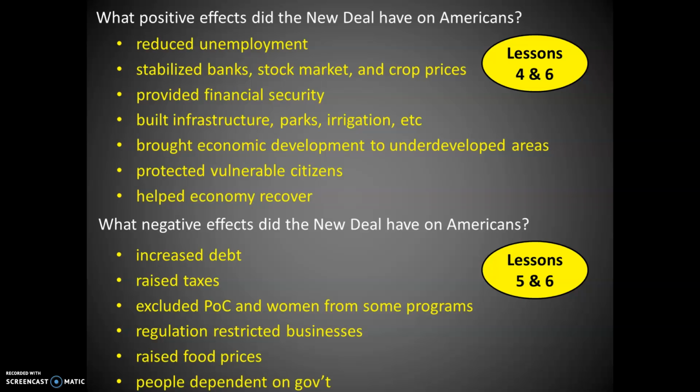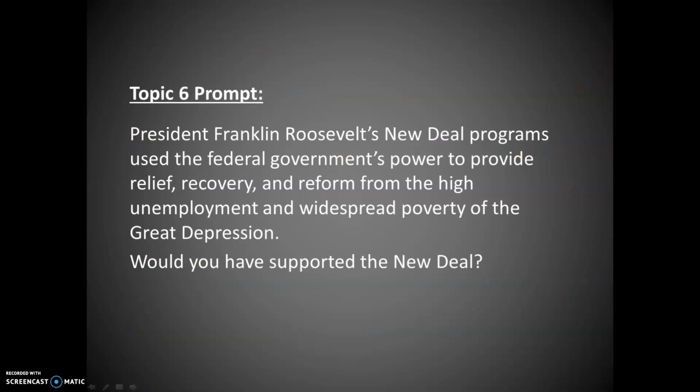Regulation is going to put heavy restrictions on businesses and how they get to use their business, and it's going to raise food prices through like the AAA. And also it creates a sort of dependency, at least to some degree, on the government. Now I wanted to make sure we covered these two things before we get to the prompt for topic 6. Franklin Delano Roosevelt's New Deal programs use the federal government's power to provide relief, recovery, and reform from the high unemployment and widespread poverty of the Great Depression.